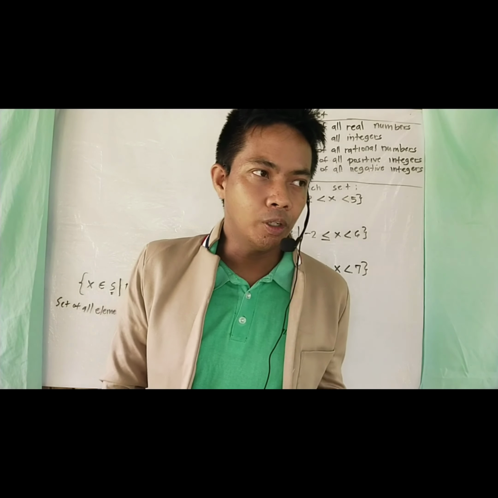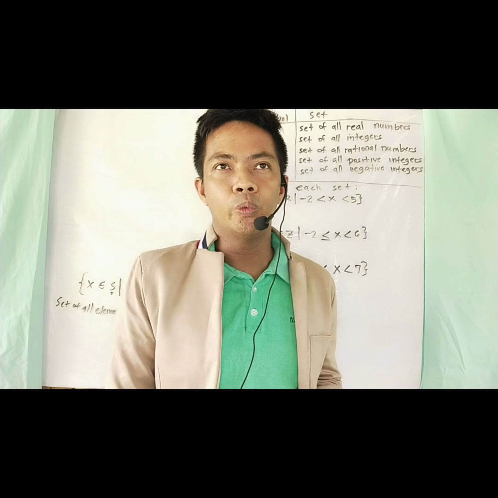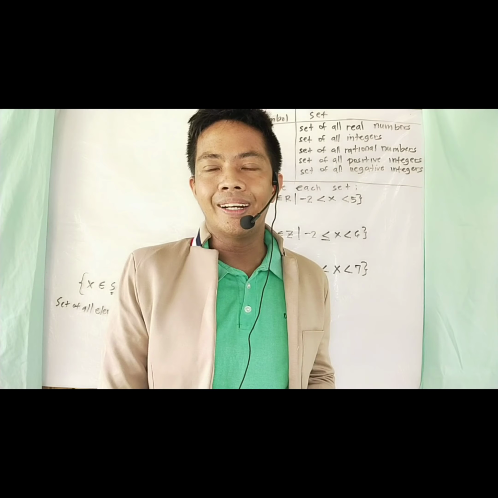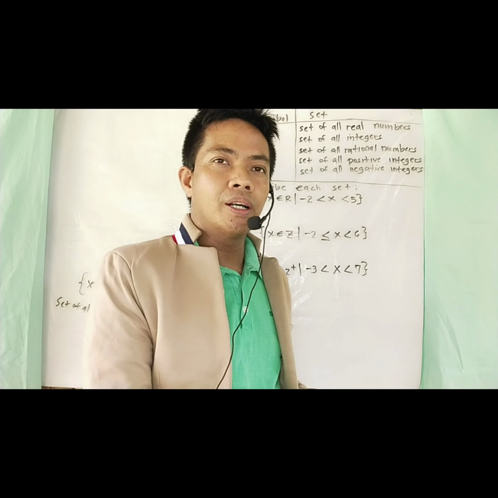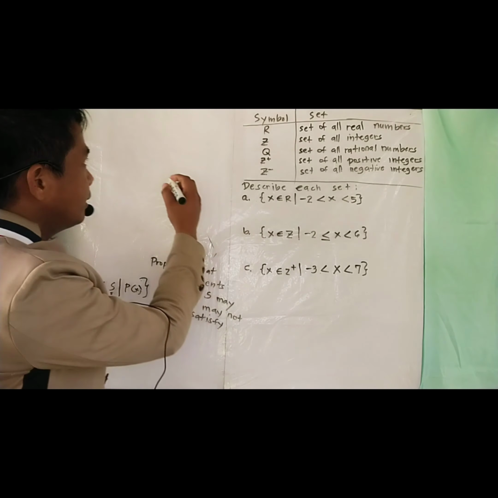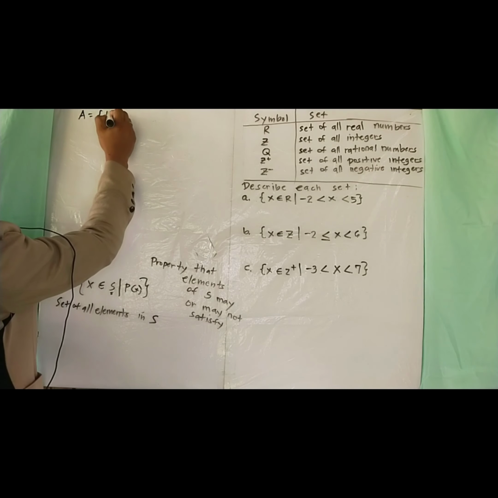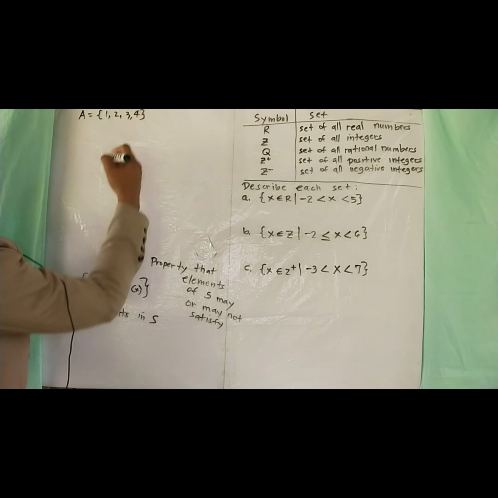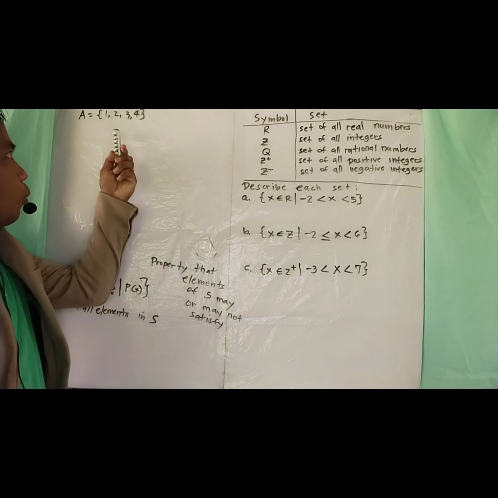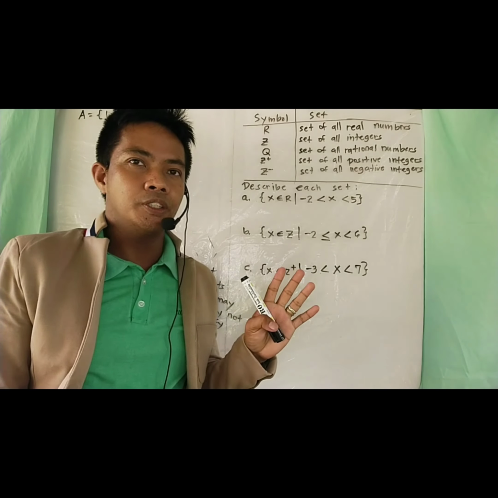For example, we have the set of the first four natural numbers. When we say natural numbers, that is pertaining to the counting numbers. For example, the set of the first four counting numbers. We have set A: 1, 2, 3, 4. Set A has the following elements: 1, 2, 3, 4. The set of four counting numbers.